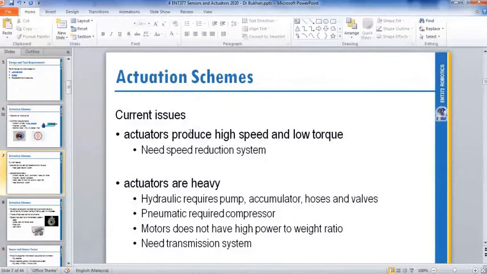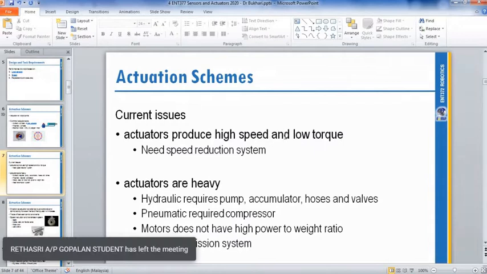Current issue: actuators produce high speed and low torque, so a speed reduction system is needed. Normally, this is normal. Actuators produce high speed when you use a DC motor. When you put in the power, the turning is at very high speed, but low torque. So you need a reduction system or gearing system to increase the torque. When you use a gearing system, you lower the speed and increase the torque of the motor.